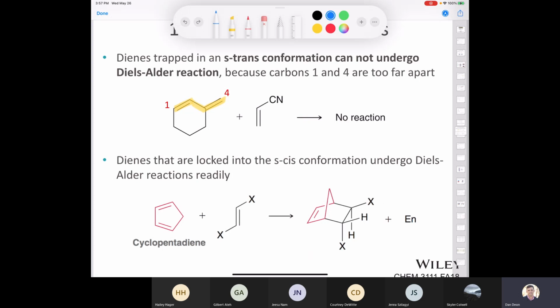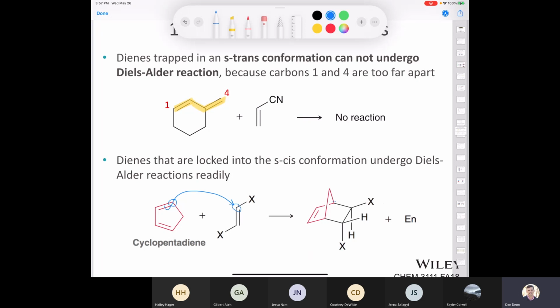Now, conversely, what if you had the diene just stuck in the S-cis conformation like in cyclopentadiene, right? Here you have the double bonds. They're stuck in the S-cis conformation. Well, then the reaction just goes like crazy, okay? It reacts very quickly.